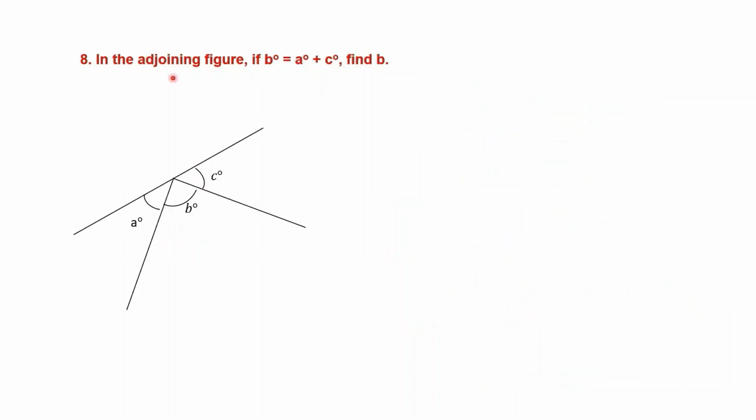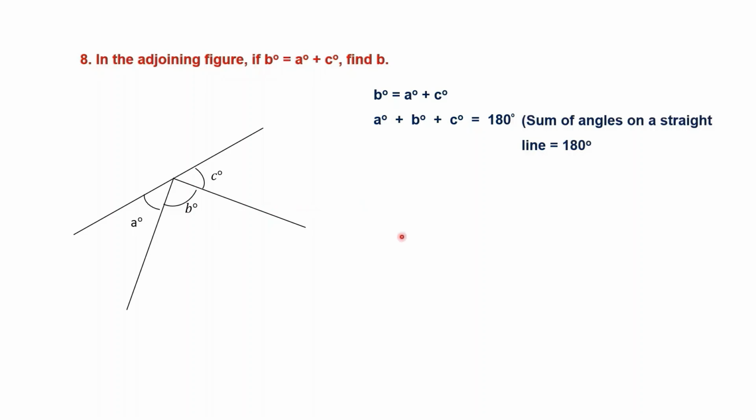Question 8. In the adjoining figure, if B is equal to A plus C, find B. So if B is equal to A plus C, we need to find the value of this angle. So B is equal to A plus C. This is given to us. And A plus B plus C is equal to 180, isn't it? Because they are angles on a straight line. So sum of angles on a straight line will be equal to 180. That's how we got this. That is A plus B plus C is equal to 180 because these three are on the same straight line.